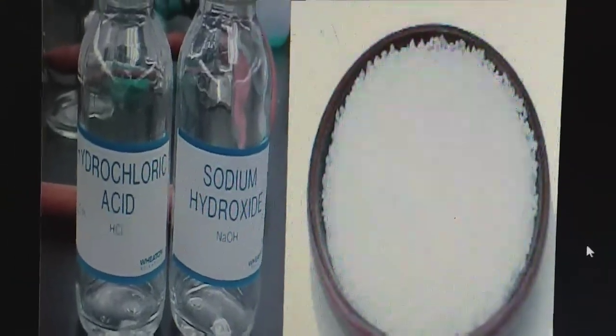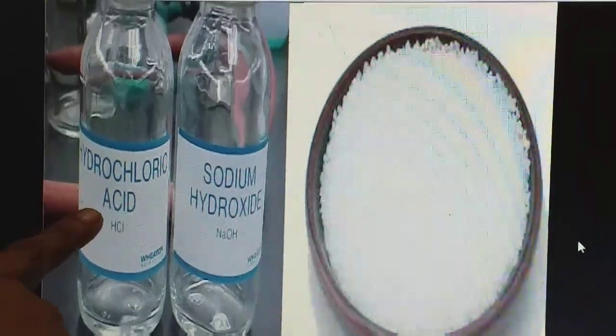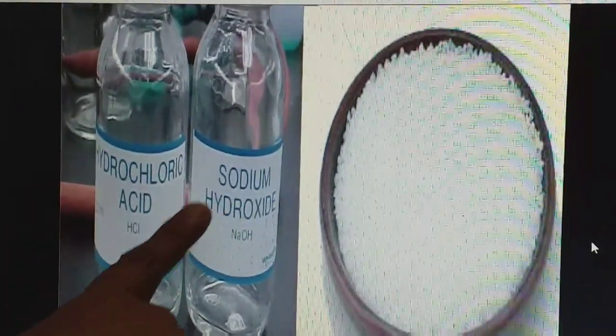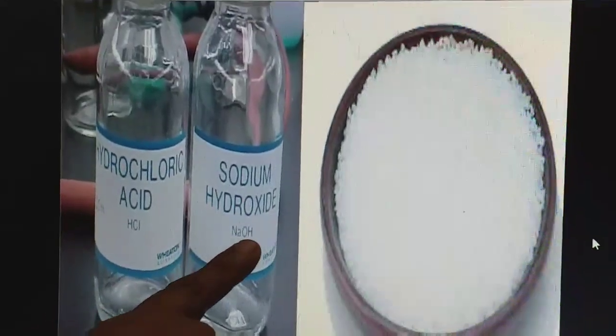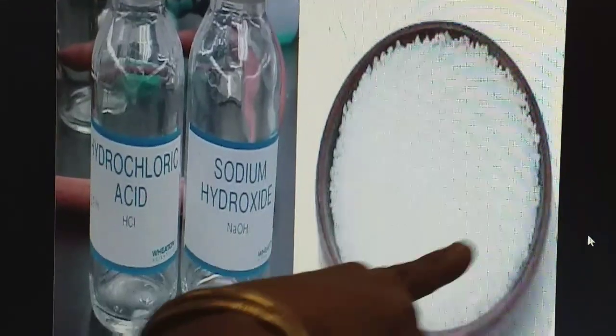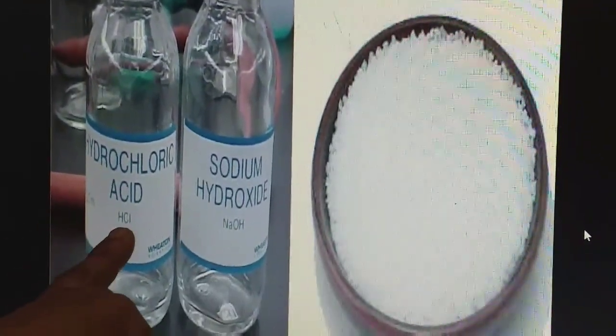Acids, bases, and salts. Acid means, what is immediately coming to your mind? Hydrochloric acid, the formula is HCl, and base, sodium hydroxide, NaOH. And now we use salt, table salt, in our daily life, that is sodium chloride. So today's topic is acids, bases, and salts.